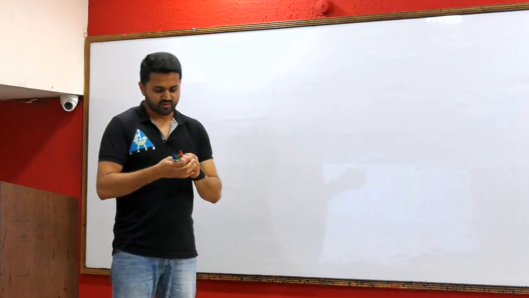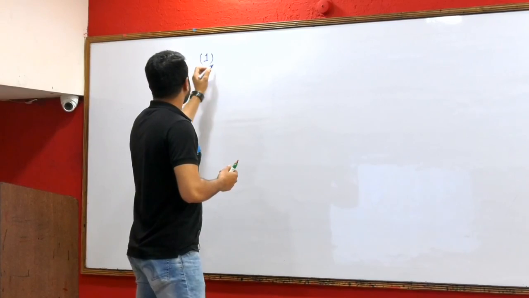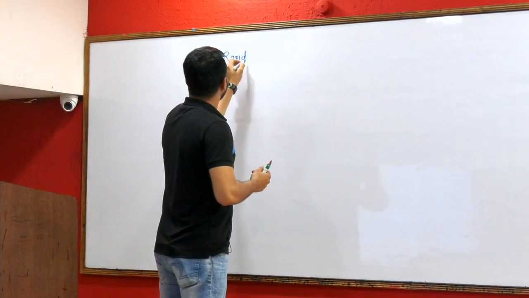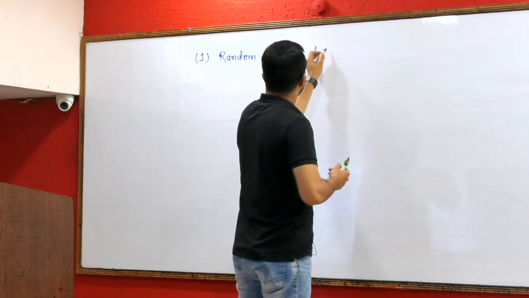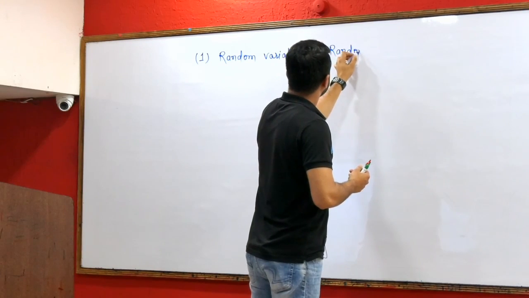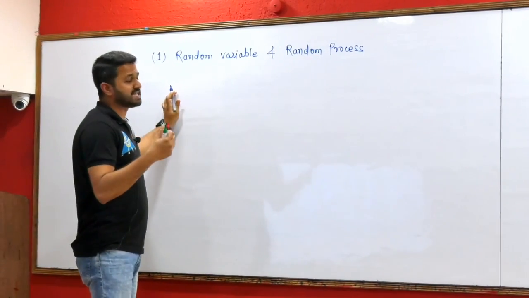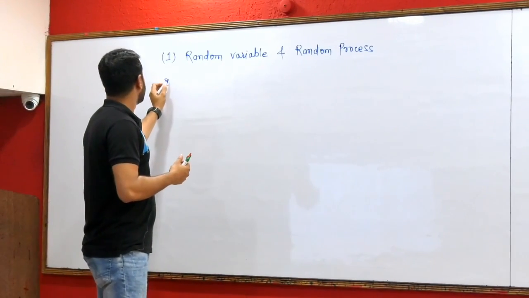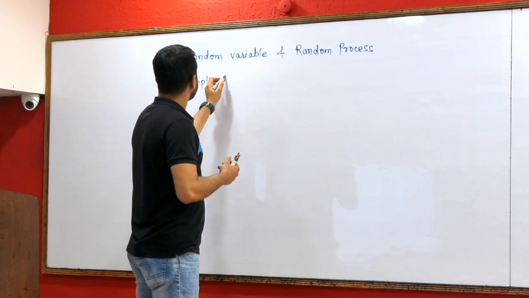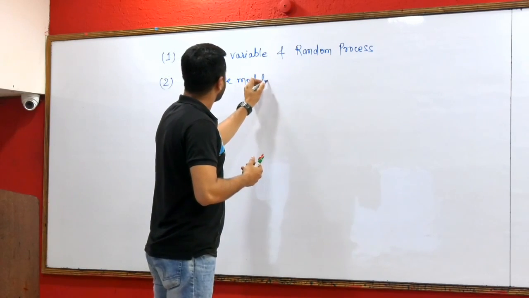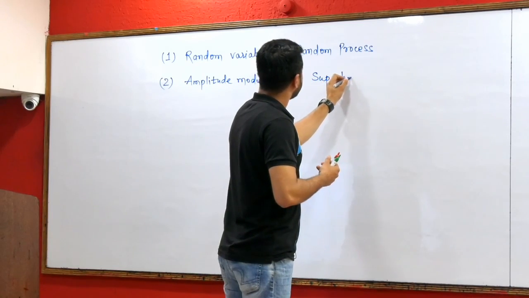Thank you, Laksh. Let's see first what chapters I am going to cover. First of all, I will cover random variable and random process. I am starting from the basics. What are the different chapters that I am going to cover? I am writing here. The second one is amplitude modulation and super heterodyne receiver.